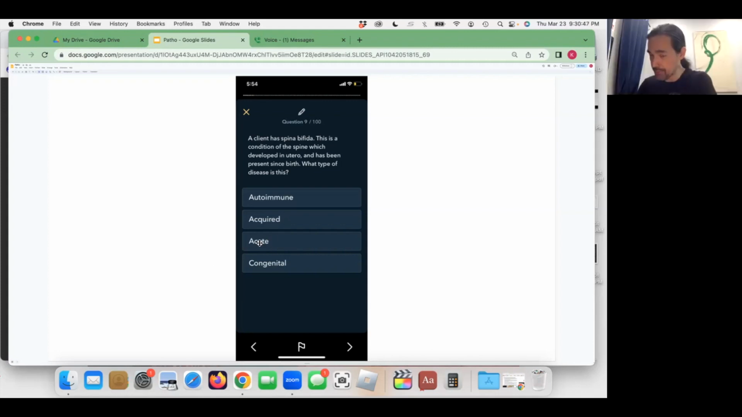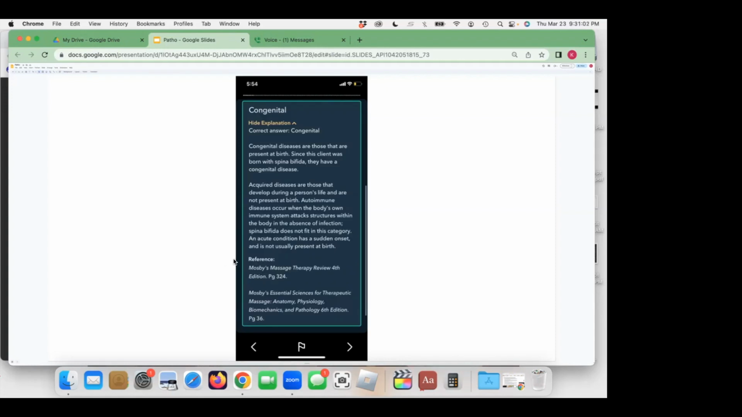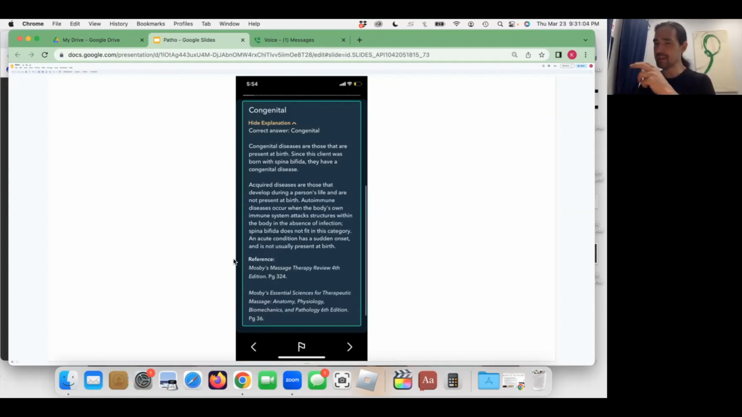Is it acute? No. Is it acquired? I don't think so. Like a virus? No. Is it autoimmune? That's what I believe, maybe. No. So autoimmune is where your immune system attacks part of your body, right?